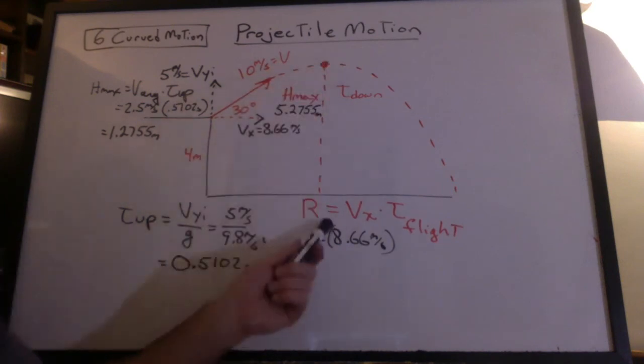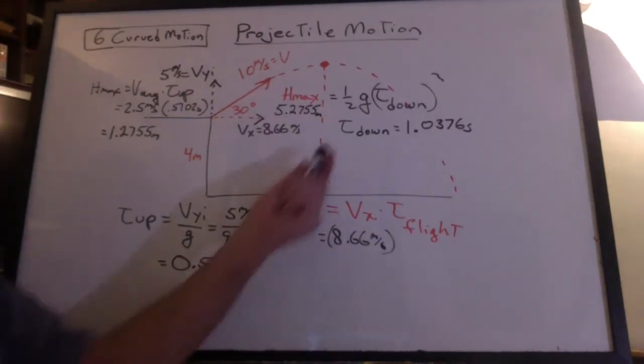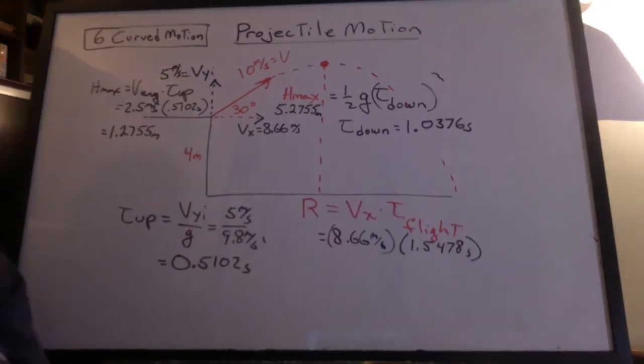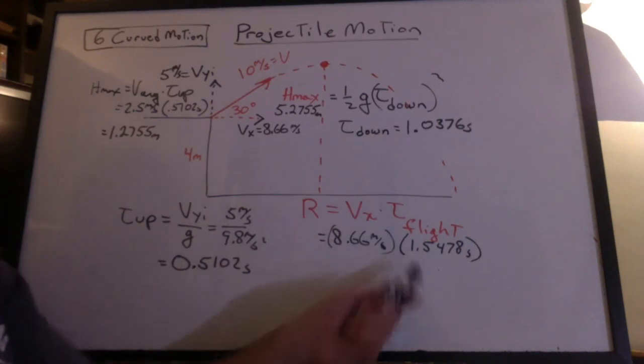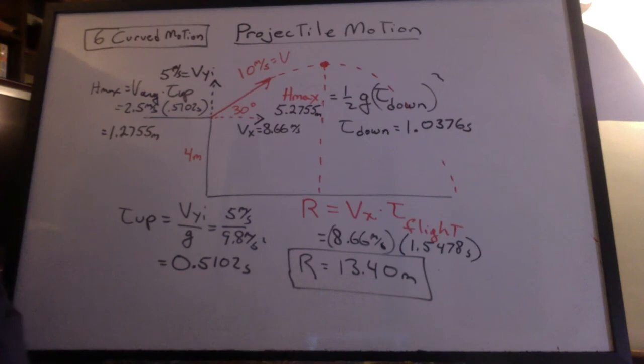And that's how far down we have to fall, which I'll use to calculate the time down. That gives me a time down. I have my time up. I add them together and I get 1.5478 seconds. And I get 13.4 meters for the range.